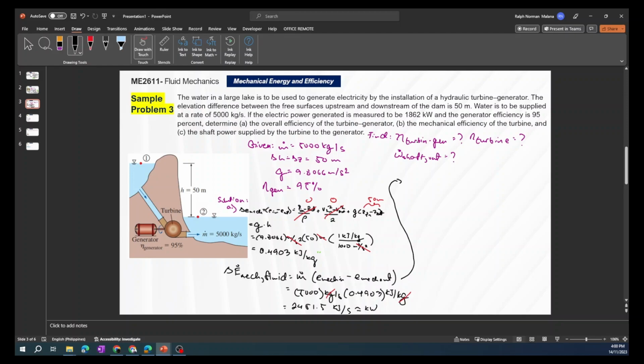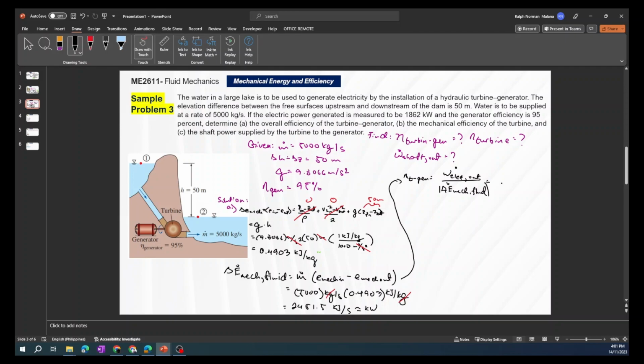And then from here, we can now determine the efficiency of the turbine generator. Recall that the efficiency for the turbine generator is basically the electrical output, which you're given, divided by the absolute value of the mechanical energy of the fluid.